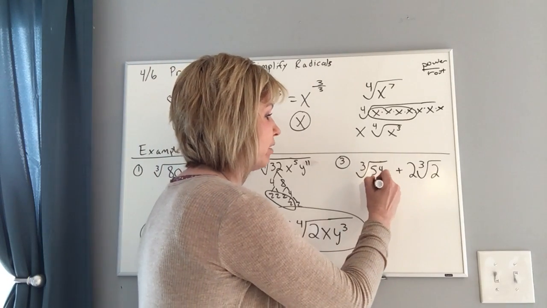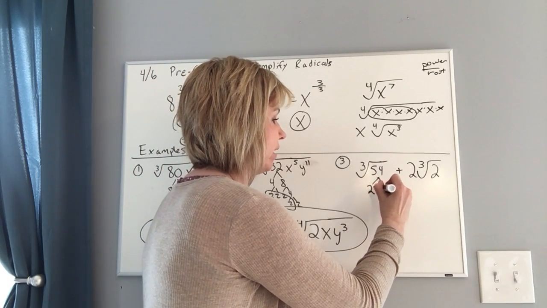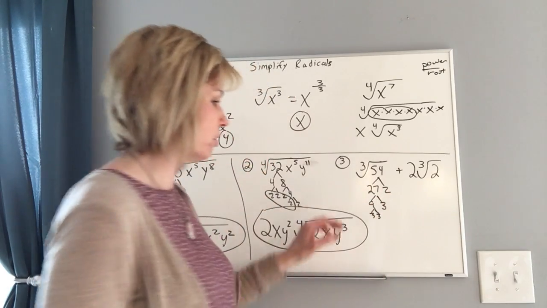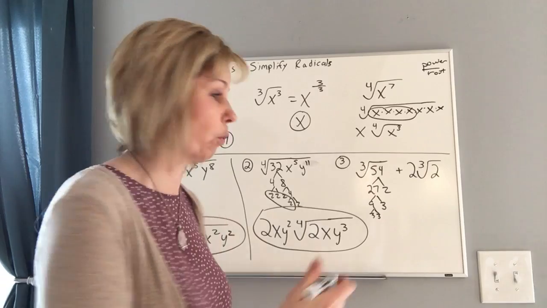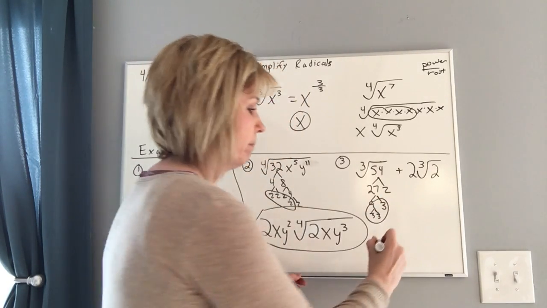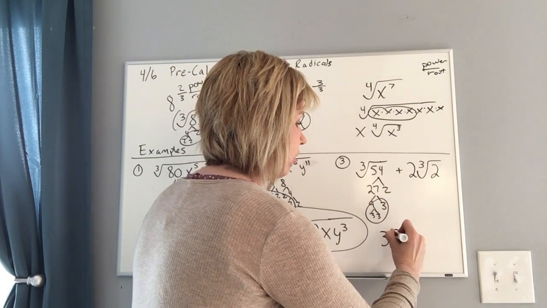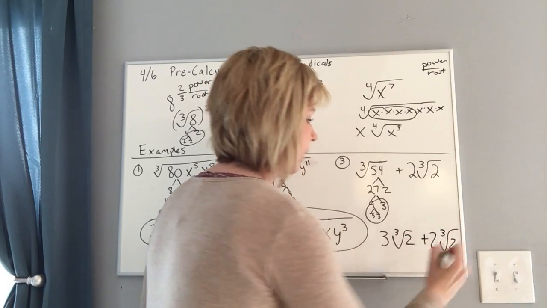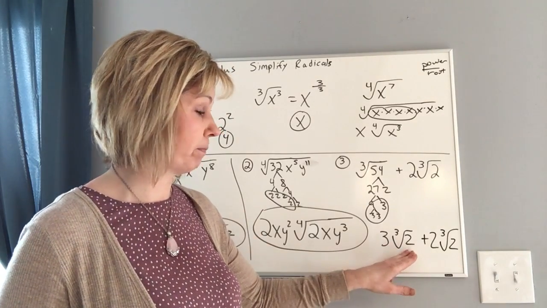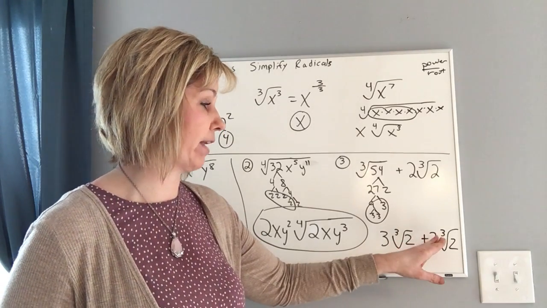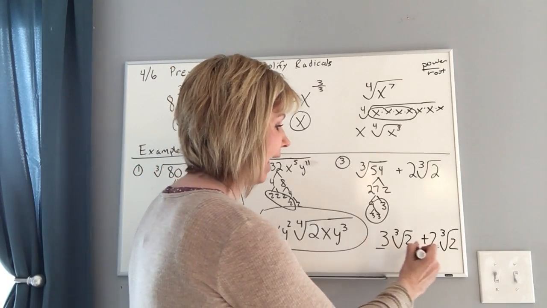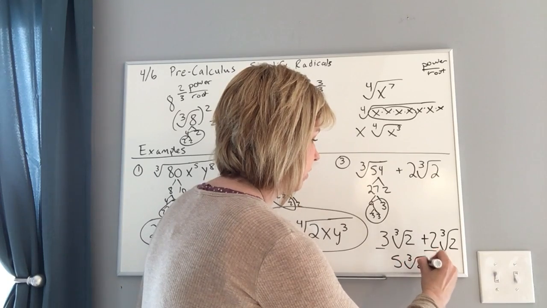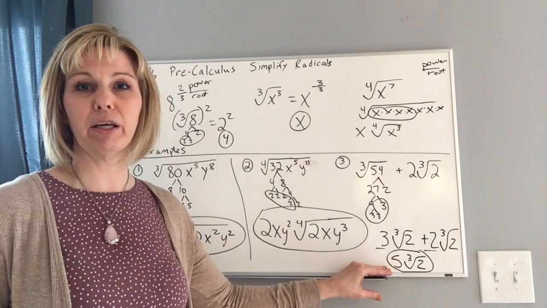So we can break down 54 though. So it's 27 and 2, 9 and 3, 3 and 3. So we need a group of 3 to take it out as 1 unit. So I have 3 3's. So I could say this is 3 cube root of 2 plus 2 cube root of 2. Now, do they have the same number underneath? They're both 2's. Do they have the same index still? Yes, their roots are 3's. So then you could just add the like terms, which is 5 cube root of 2. So we say it's 5 cube root of 2.